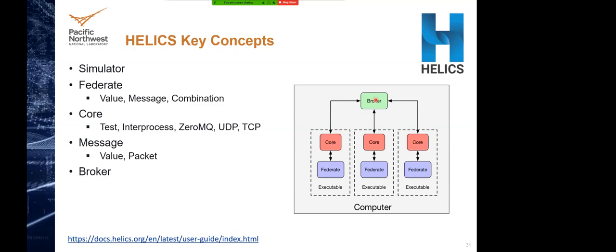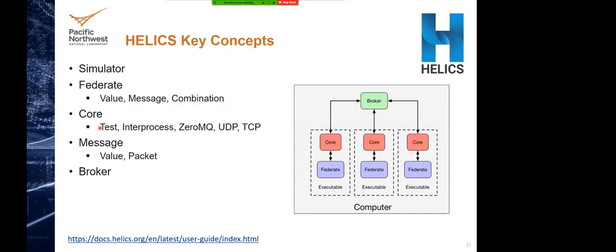So we have one broker sitting in the middle, and we have a HELICS core for each simulator, or for each federate. A federate is a name for a running simulator inside a HELICS-based co-simulation. There are three types of federates: value, message, and combination. Their main difference is the type of data exchange with the rest of the federation, so with other federates. A value federate exchanges persistent value information, a message federate exchanges packet-type messages, and a combination federate can have both types of messages.